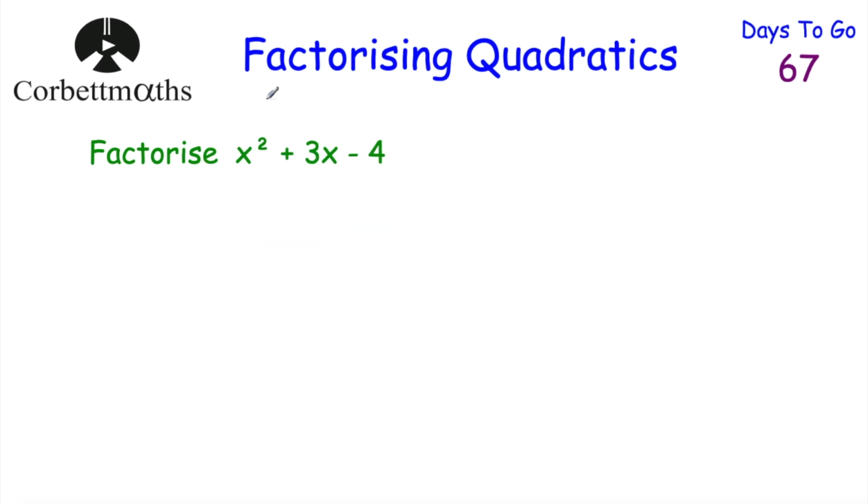So our next question says to factorise x squared plus 3x minus 4. Now feel free to pause the video and give this one a shot now if you want to. Okay, so if we've been asked to factorise this quadratic, we're going to have our two brackets, and then because it's x squared, we're going to have x and x at the front of the brackets.